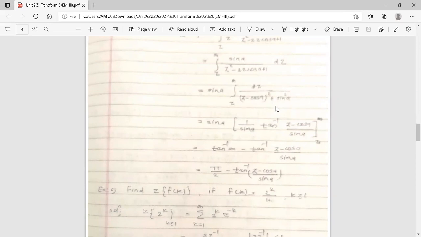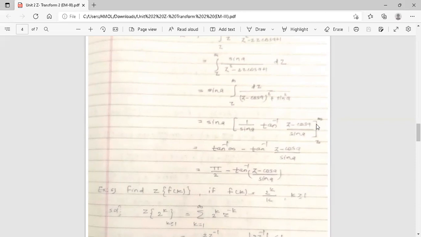Here, for the integration of 1 upon (Z minus cos a) whole square plus sin square a, use the formula: integration dx upon x square plus a square is 1 upon a into tan inverse x by a. Here in place of a square, the term is sin square a. So with sin a as it is in front, we get 1 upon sin a into tan inverse of (z minus cos a) upon sin a, with limit z to infinity.